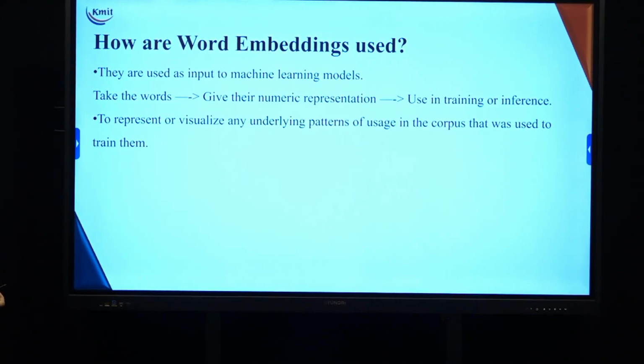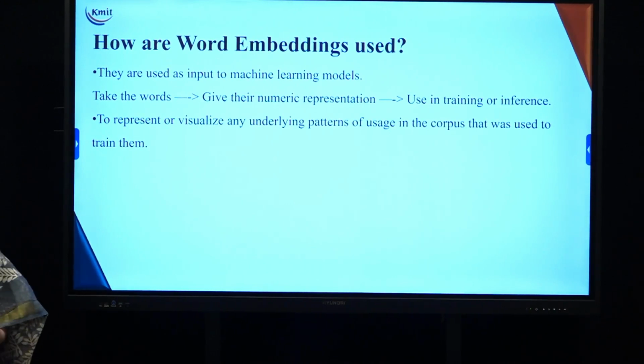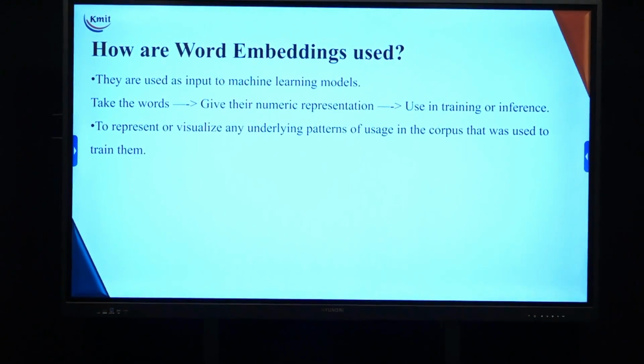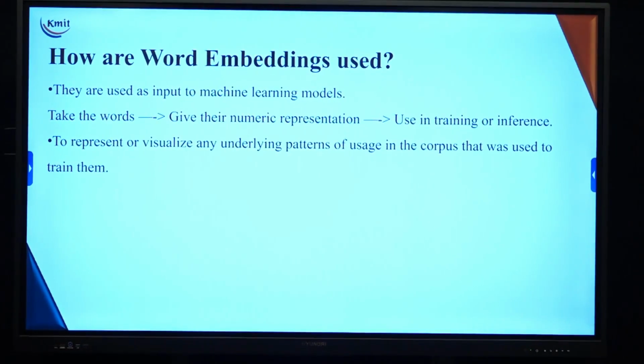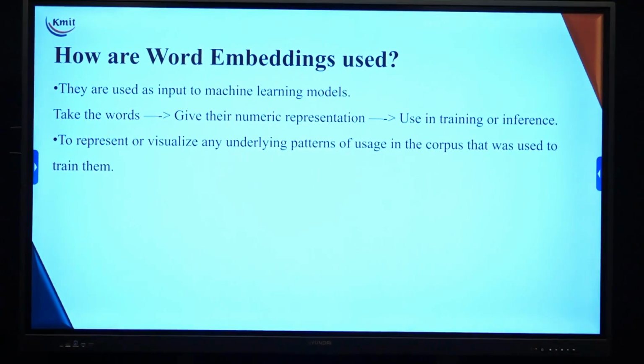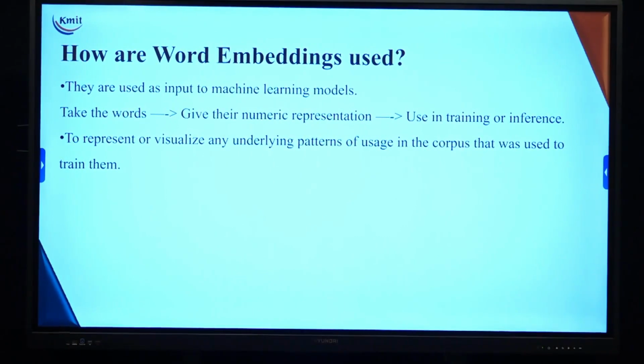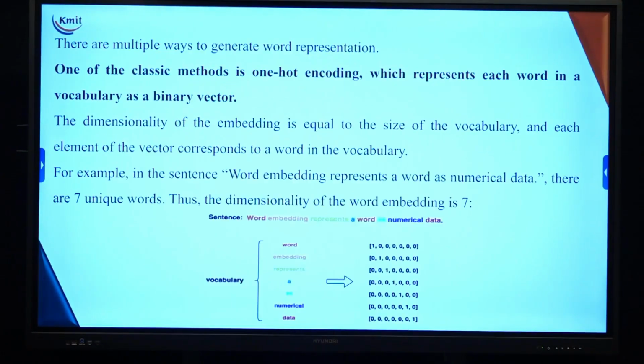Okay, take the words as input, give the representation and use them in the training, to represent or visualize any underlying pattern of usage in the corpus. What is corpus? The text data that we give for NLP is corpus, right? So that was used to train them. Basically, for training we use word embeddings.